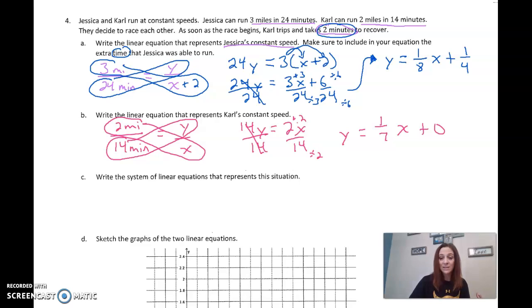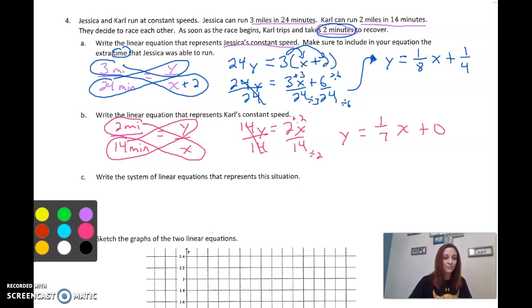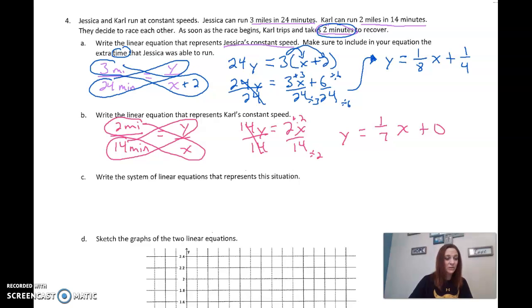This just wants us to write this as a system. We're talking about the same thing here. They're racing against each other. So we do that by just writing the two equations. y equals 1/8 times x plus 1/4, and y equals 1/7 times x. And then I put the little bracket there. There's my system. Two equations about the same information occurring at the same time.